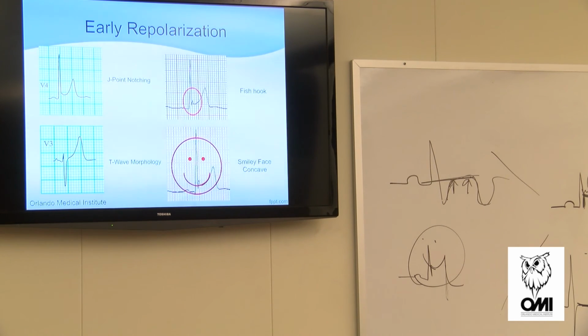So everybody see the notching? The notching is probably the hard one to find. This is the notching right there. See that little notch? You'll see that. And then it's what? Concave. Or you can see the S wave come down, go back up, and then fish hook. This is a fish hook too, by the way.